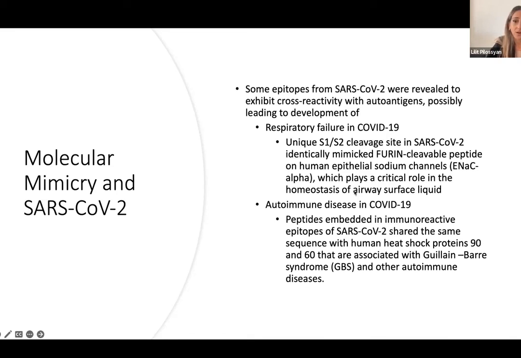Another thing with autoimmune disease in COVID: some of the proteins that we develop antibodies to from COVID share the same sequence as heat shock protein 90 and 60. And these are two things that are associated with development of GBS and other autoimmune diseases. So again, the molecular mimicry game is also going on here with COVID.